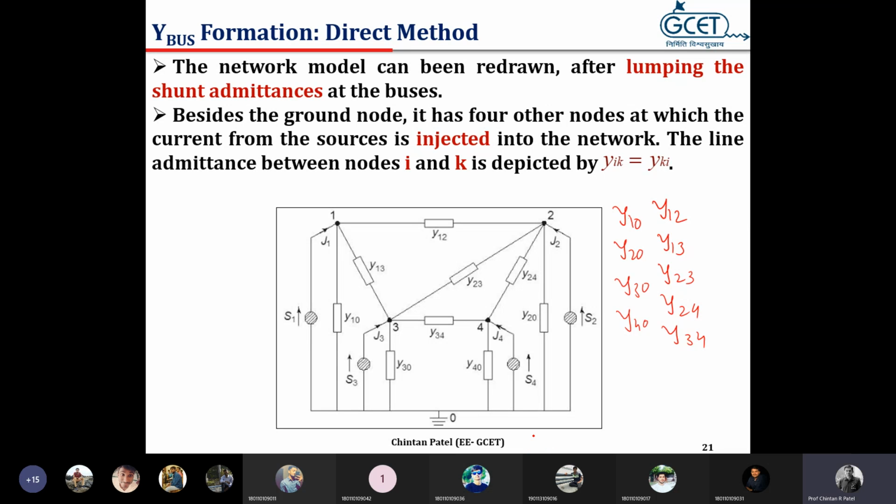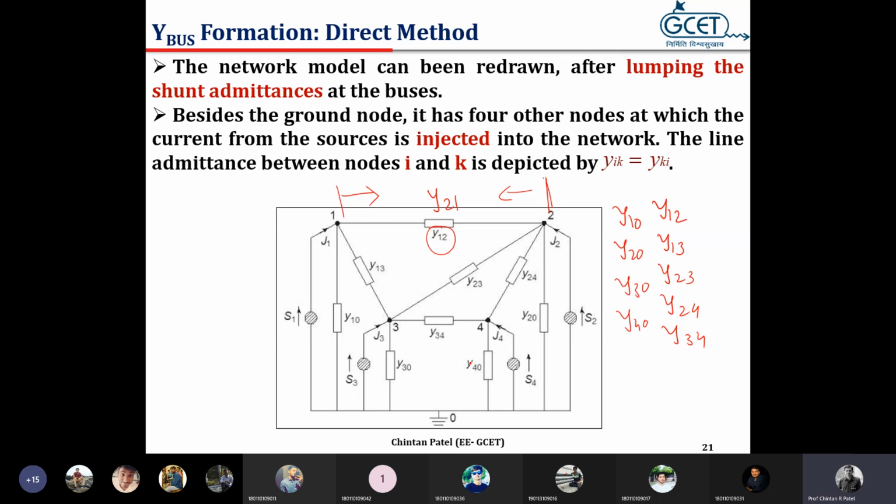Also observe, if somebody is standing at bus 1 and looking towards bus 2, he or she can see Y12. Now, if somebody is standing on bus 2 and looking towards bus 1, what will they see? Y21. Yes, it is Y21.